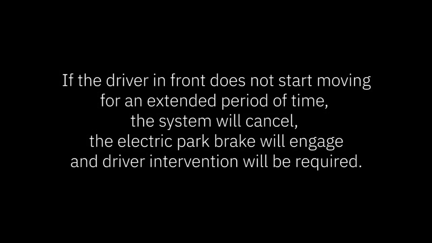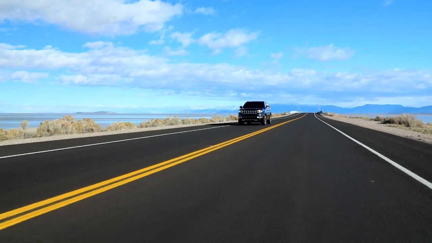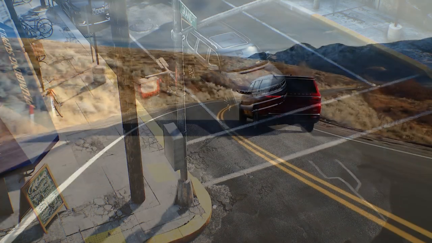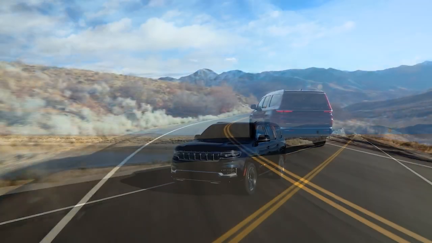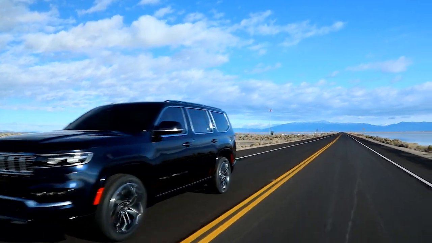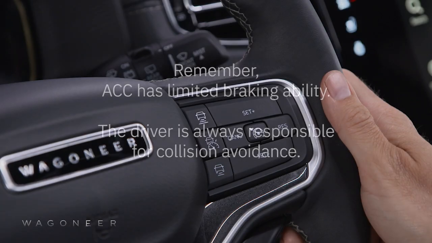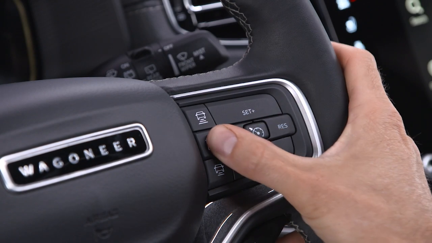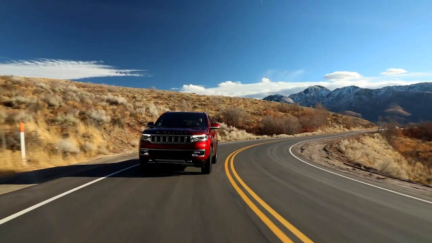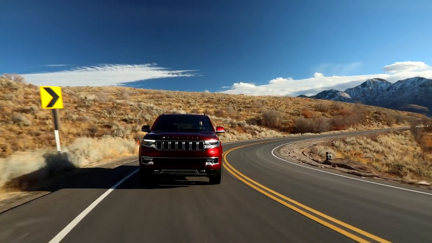And please note, ACC may not stop you if you approach an already stopped vehicle, for example, at a stoplight, driving around a curve, or if a driver in front of you moves out of the way to reveal a stationary vehicle. Remember, ACC has limited braking ability. The driver is always responsible for collision avoidance. To deactivate ACC, push the ACC on-off button again. It's best to leave the system off when not in use.